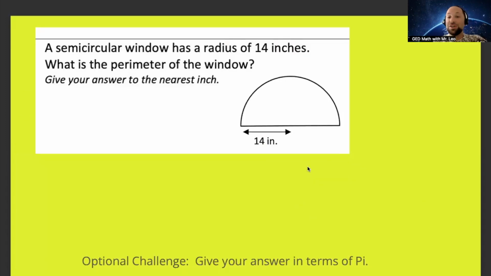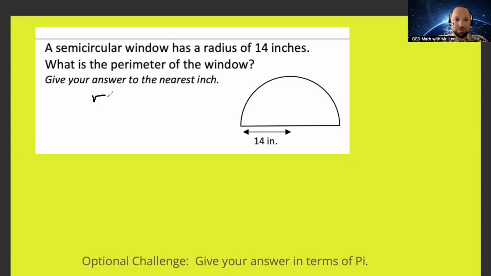All right, here's another one. Can you work this out? Take a minute, pause the video, work this out, and then take a look at the optional challenge. Give your answer also in terms of pi. All right, you ready? Let's work this out here. Okay, what is the perimeter of the window?